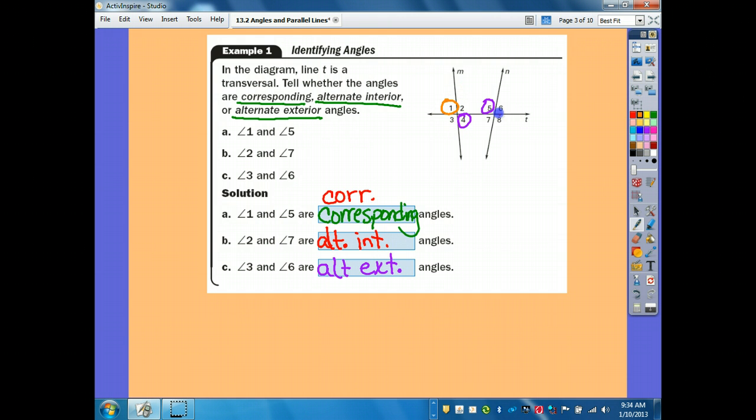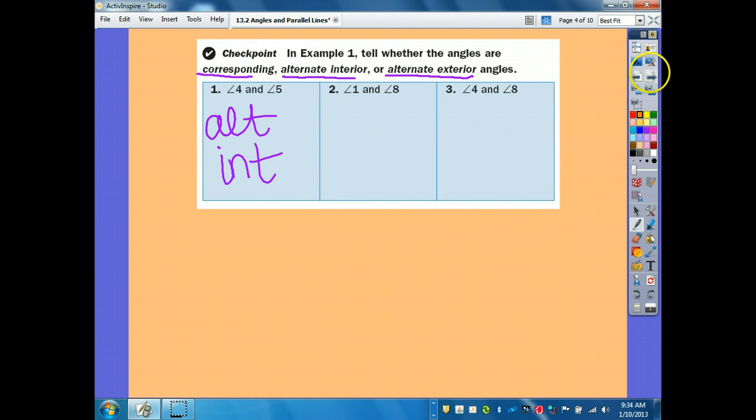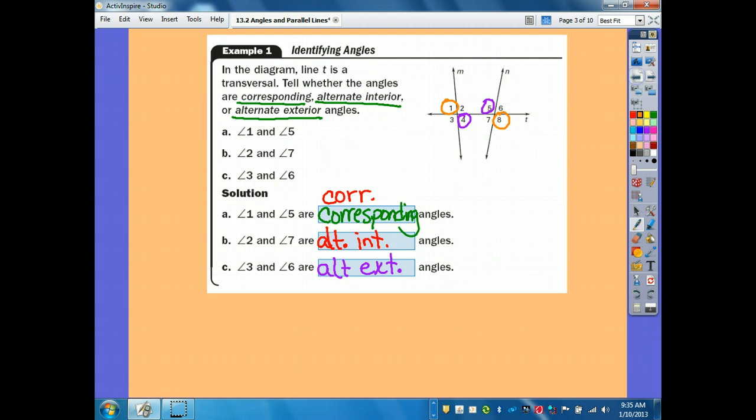Number 2, the 1 and the 8. Raise your hand if you think it's corresponding. Alternate interior. Alternate interior. Just seeing if you're listening. Alternate exterior. There you go. You guys got it. Alternate exterior. And the last set, 4 and 8.